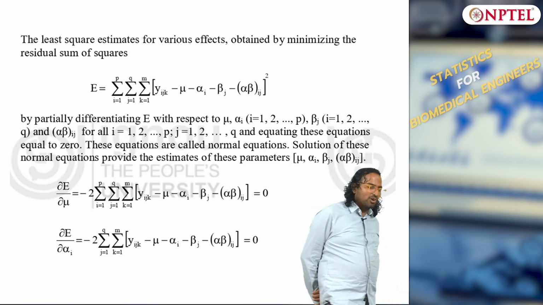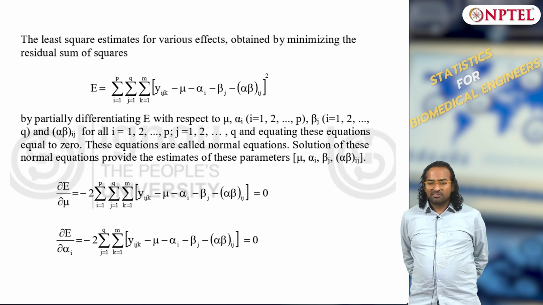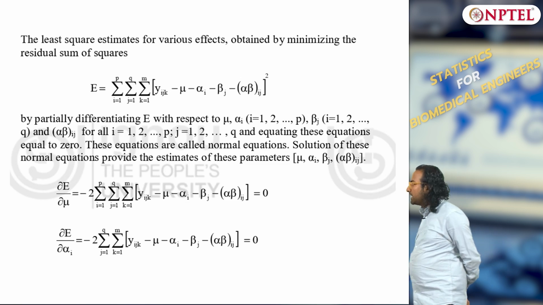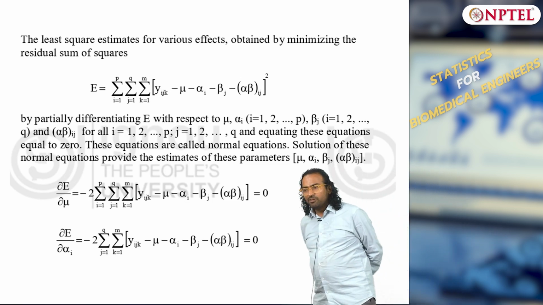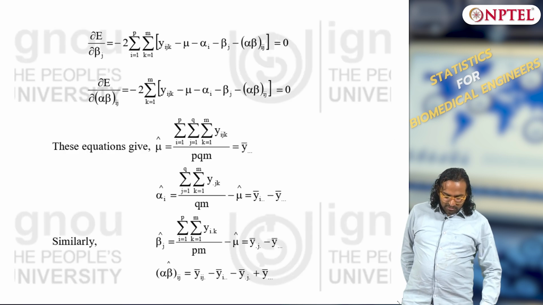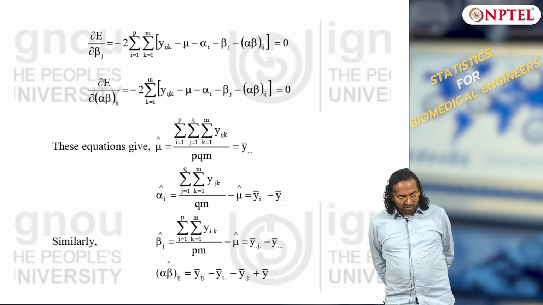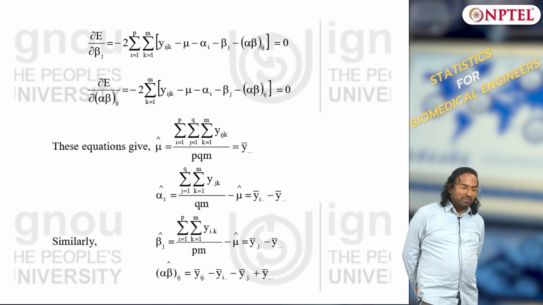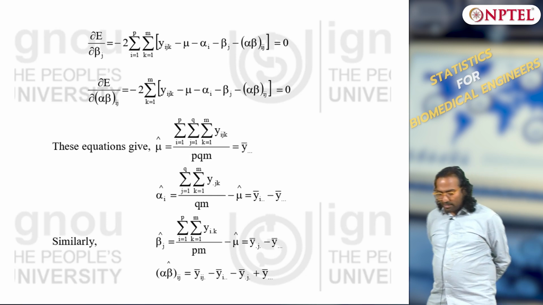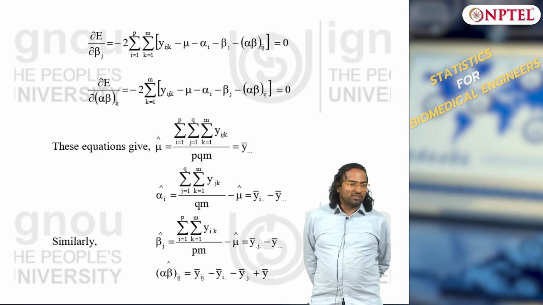But you can also do a least squares approach, where you just start deriving the equations. You do partial differentiation of the loss function, the minimization of the squared errors, with respect to mu, alpha, beta and alpha beta. Then you can solve for it. So either you do the least squares regression approach or the rule approach for regression.